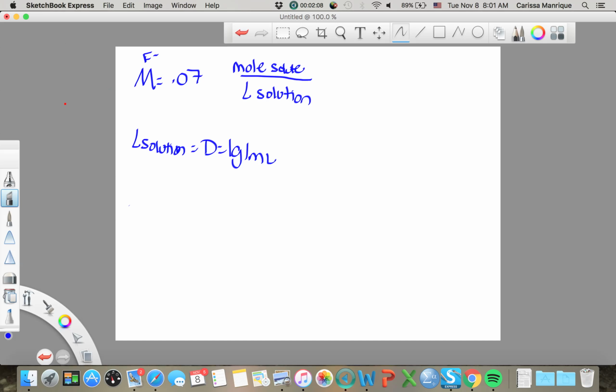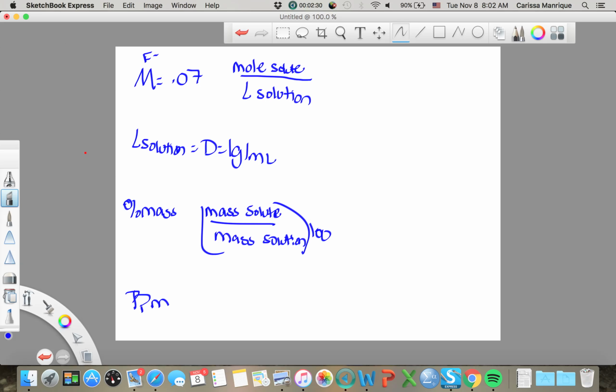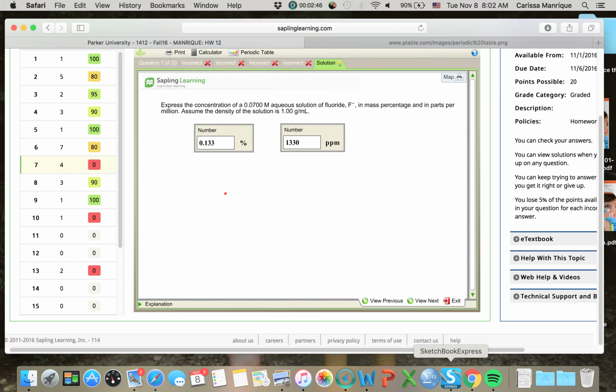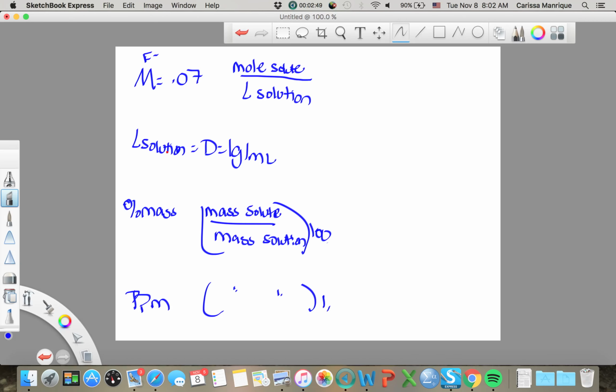We're trying to find the percent mass, okay? Percent mass equals mass of solute over mass of the solution. And since it's a percent, we multiply this by 100. Now the parts per million, the only difference here is the same formula, I'll just put little quotes here, except instead of multiplying by 100, you're going to multiply by 1,000,000. Oops, not a 1. There we go.